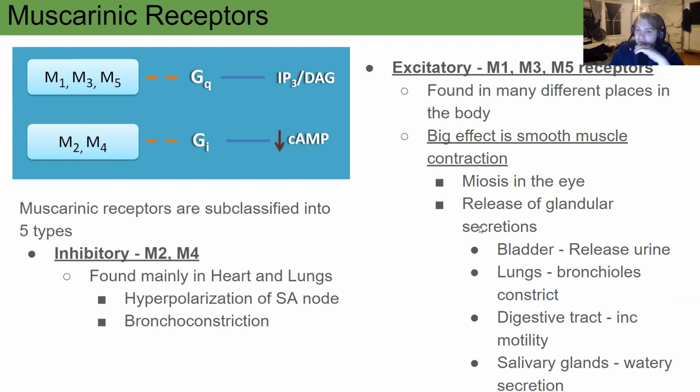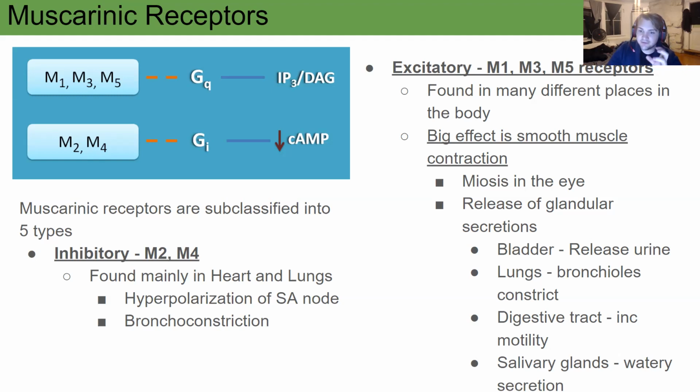And it's going to squeeze the smooth muscle surrounding the glands, which is going to force them to release whatever's inside of them. So we're going to see the bladder release its urine. We're going to see the lungs constrict and release some mucus. We're going to see the digestive tract increase its motility as the peristalsis increases. The salivary glands are going to become more watery. You're going to salivate more.